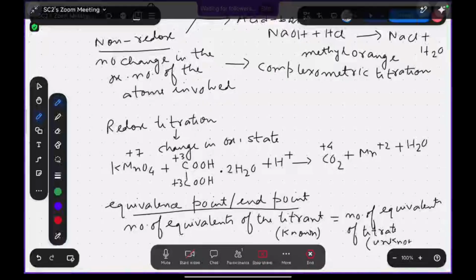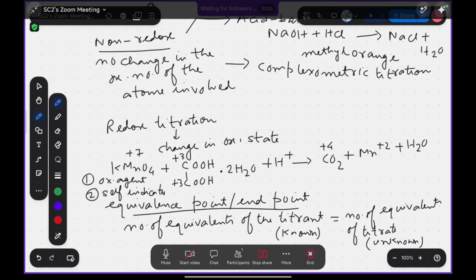Now you may wonder how to understand that the titration has been completed. That is by seeing the change in the color of the indicator. In this redox titration, KMnO4 itself functions as the indicator. You don't need to add any indicator from outside. Potassium permanganate acts as the oxidizing agent, as well as the self-indicator.